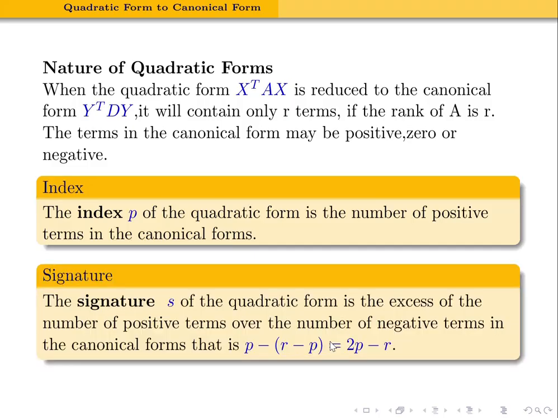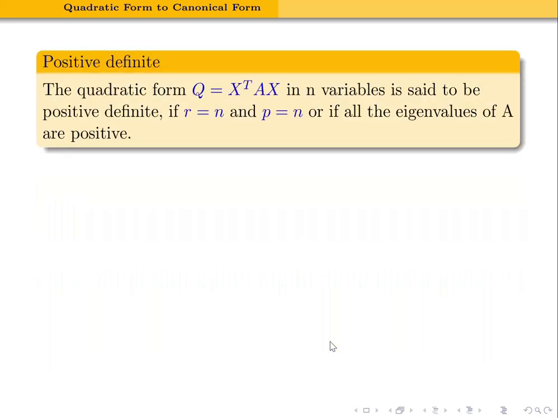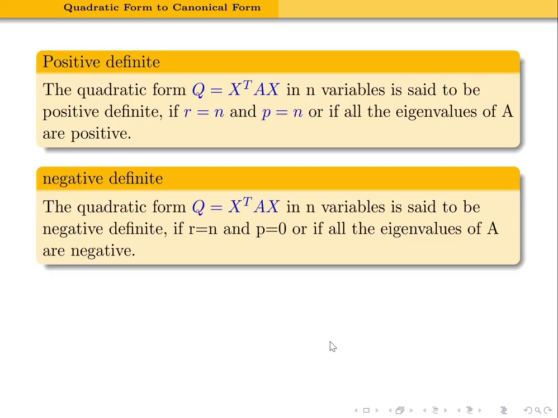Signature. The signature is denoted by S of the quadratic form. It is the excess of the number of positive terms over the number of negative terms in the canonical form, that is P minus (R minus P), that is 2P minus R. Then positive definite: if R is equal to n and P is equal to n, so all the eigenvalues of A are positive, then we call it positive definite.